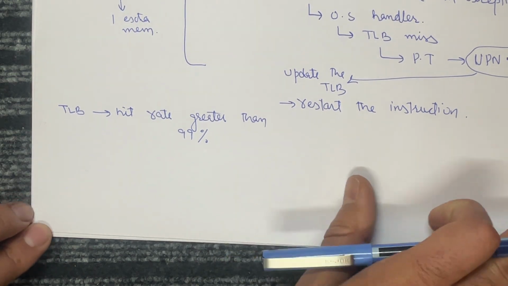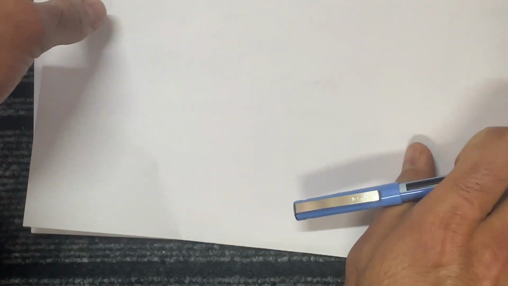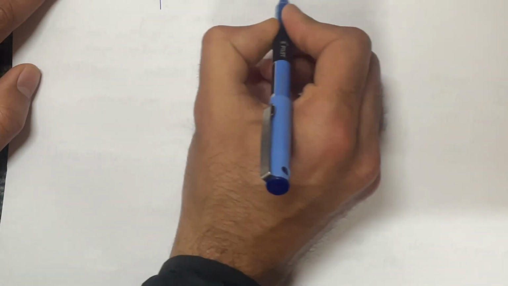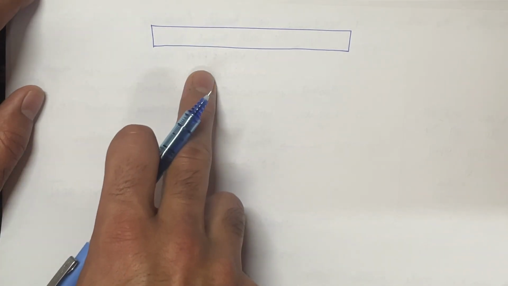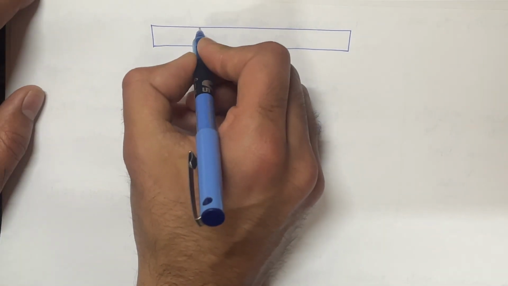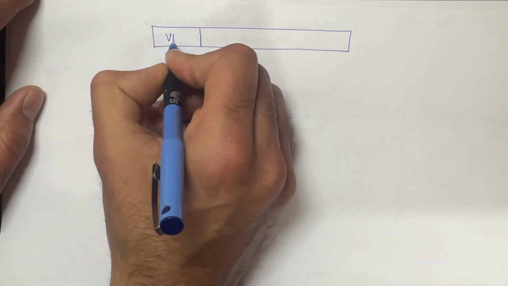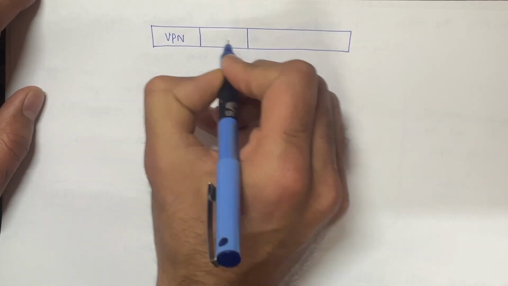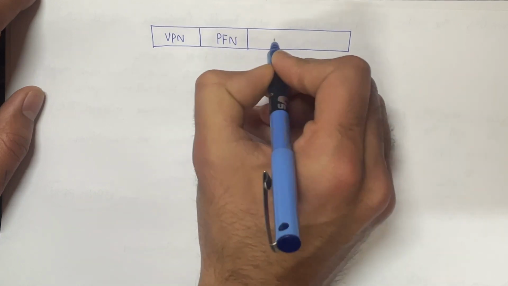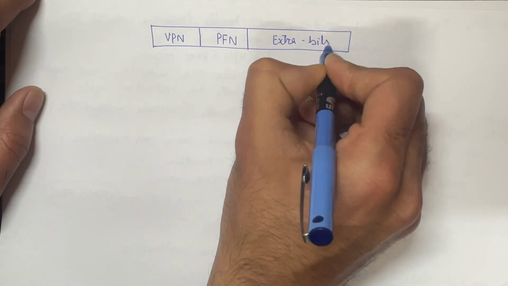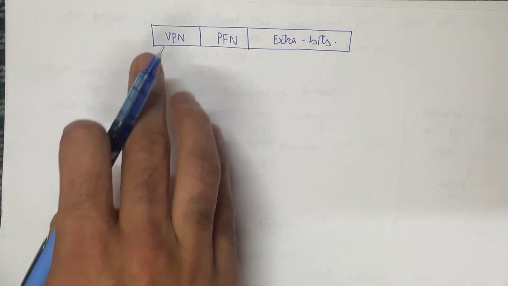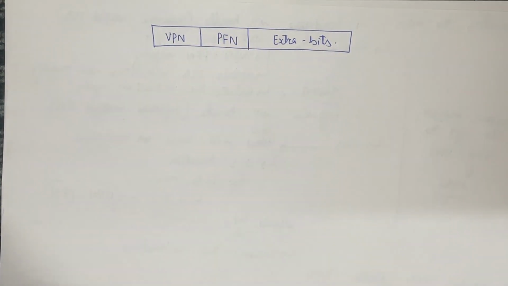Now we have to see what is the shape of every TLB entry. What is there in the TLB? So we have a TLB entry. This is one particular entry. This entry stores the virtual page number and physical frame number plus some extra bits.